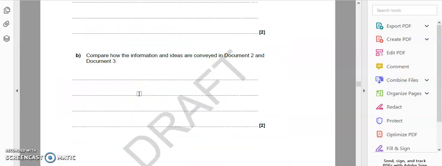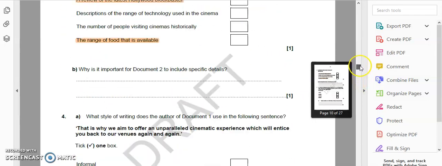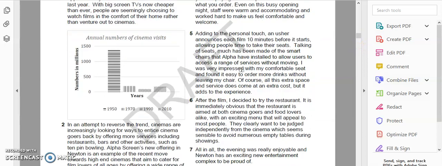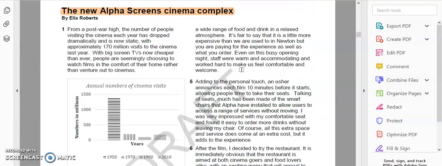Okay, so this second part of the question, talking about how information ideas are conveyed in document 2 and document 3. They're not looking for the information ideas themselves. That was answered in part A here. What they're looking for is how the writers get across their ideas. And they're looking for things like language use, so language features. They're looking at things like tone as well, so what tone people take. So let's have a quick look at these two documents and think about how they get across their ideas. So what sort of language they use and what sort of tone they use. So read through, pause the video and jot down some ideas.